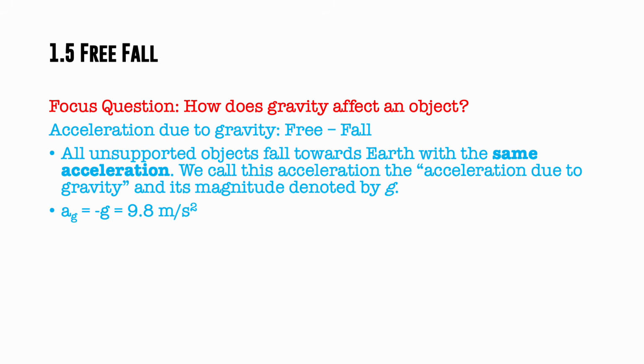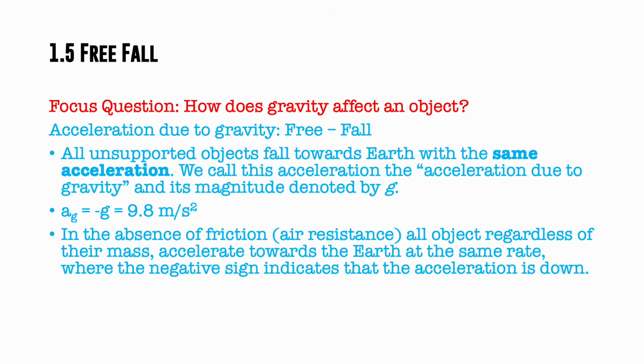We call this g. Sometimes we say negative g. It depends on what we're looking at. So a sub g is negative 9.8 meters per second squared. You might have seen that number before. Sometimes you'll see books use negative 10 to simplify some of the calculations, but we're pretty good at this. We're going to use that 9.8. And in the absence of air resistance, all objects accelerate at the same rate regardless of their mass.